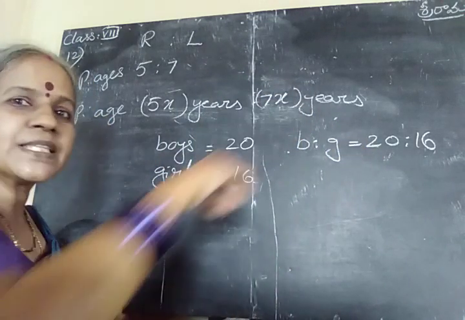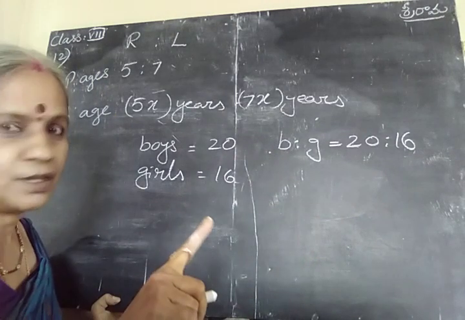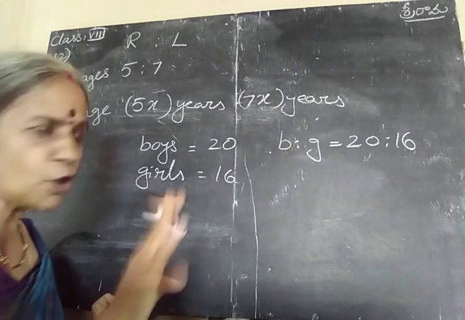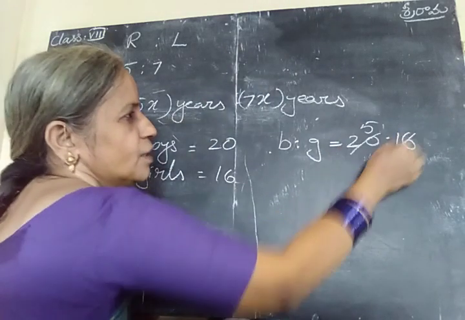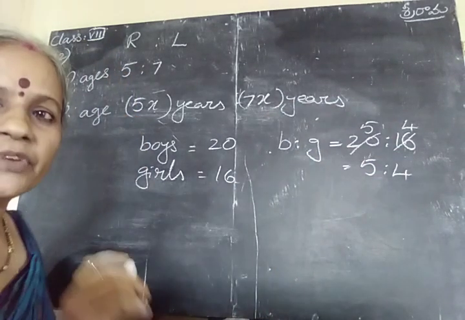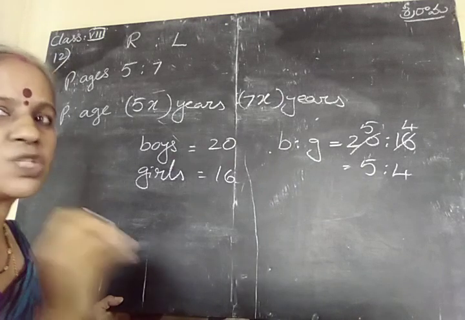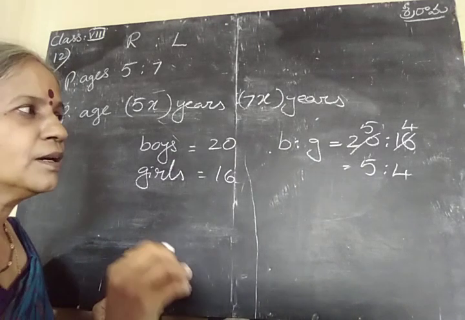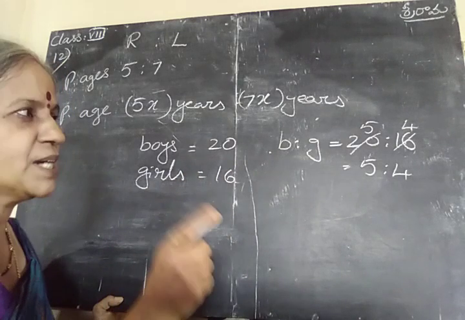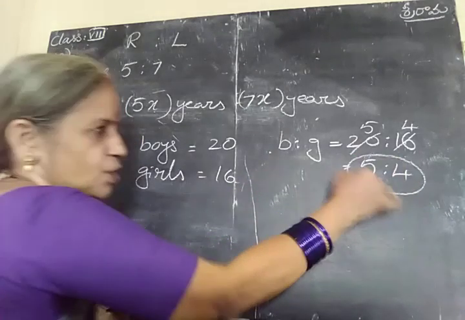To change it to the simplest form, what are you doing? You are dividing by the common factor. What is the common factor for 20 and 16? 4. So 4 fives are 20, 4 fours are 16. So 5:4. We say boys to girls in our class are in the ratio 5:4. You divided both the numbers 20 and 16 by 4. So this is the ratio we got.